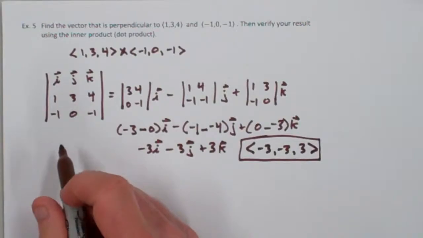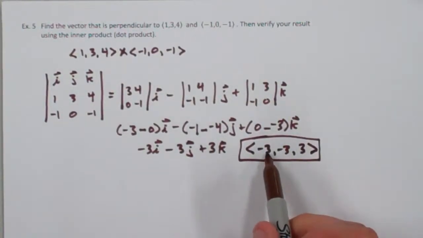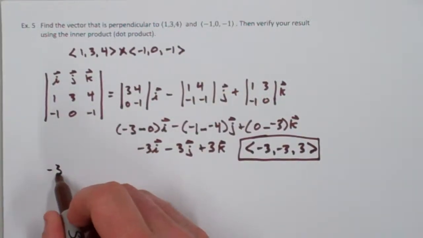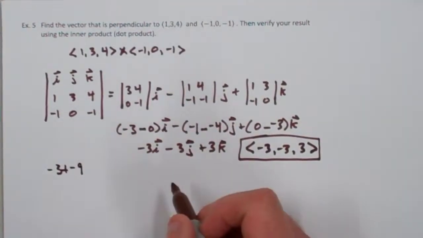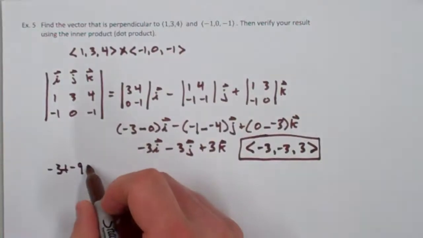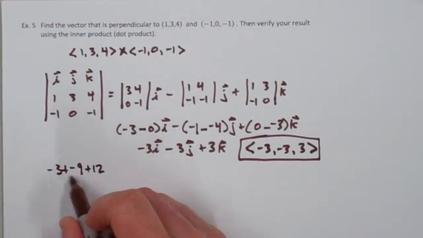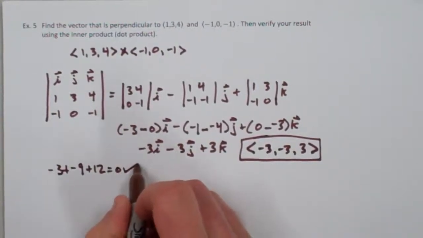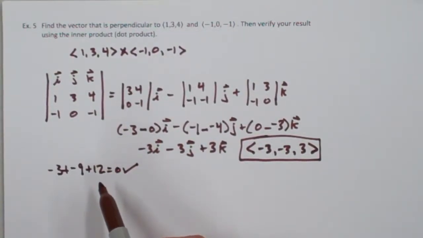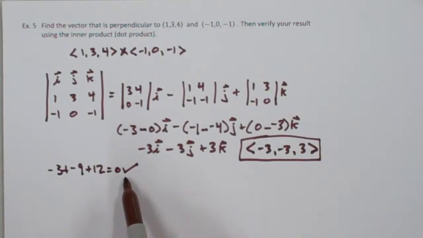So what we're going to do is we're going to check this real quick. We're going to go negative 3 times 1 plus negative 3 times 3, which is negative 9, plus 3 times 4, which is 12. So we've got negative 3, negative 9, and 12, which is 0. So if you set this up correctly, you're good to go.